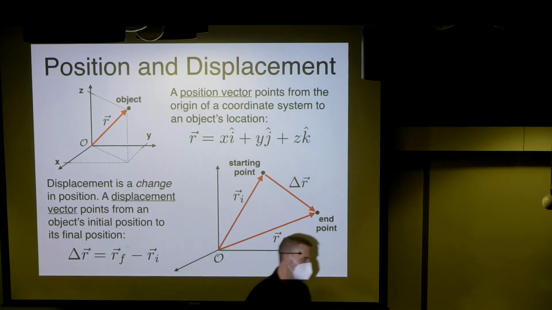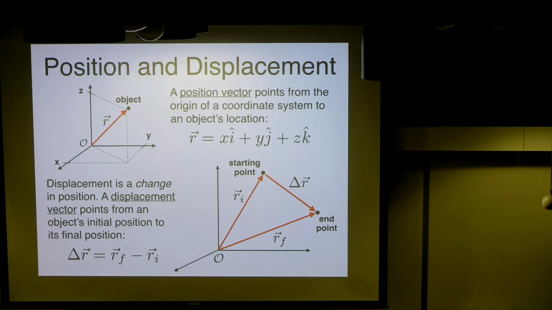So just think of it as, to get to my final position, I start with my initial position and then I add some kind of displacement to that. So that displacement is going to be pointing from your starting to your ending position like this. That makes sense? Okay, so that's a feature that we want to recognize.